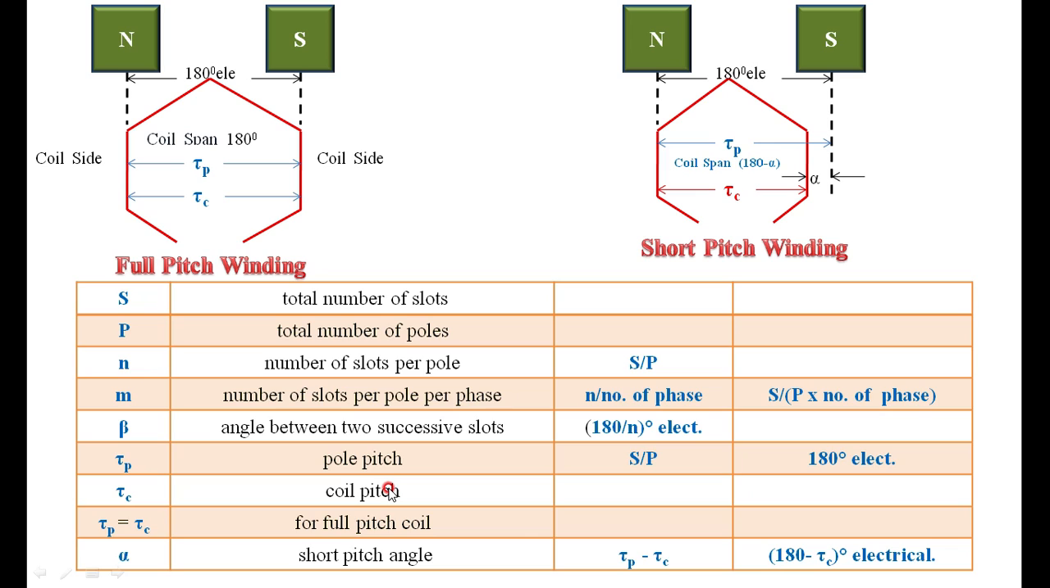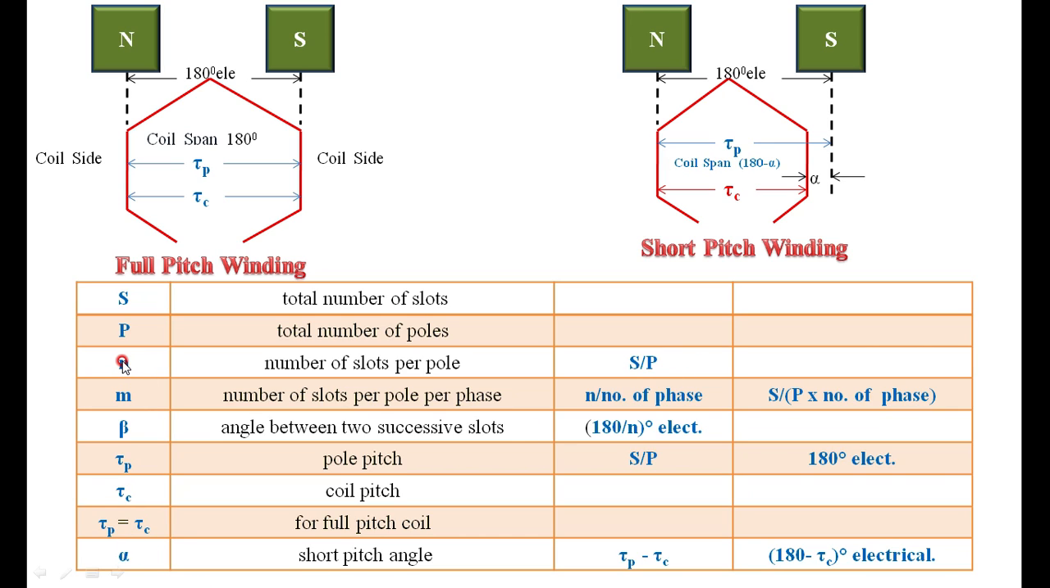The other factor is the distribution factor. S is the total number of slots in the armature of the alternator, and P is the number of poles in the alternator. These S slots are distributed over P poles, which gives the number of slots per pole, S divided by P. That is also equal to the pole pitch; so many slots constitute the pole pitch, which is equal to 180 degrees electrical.